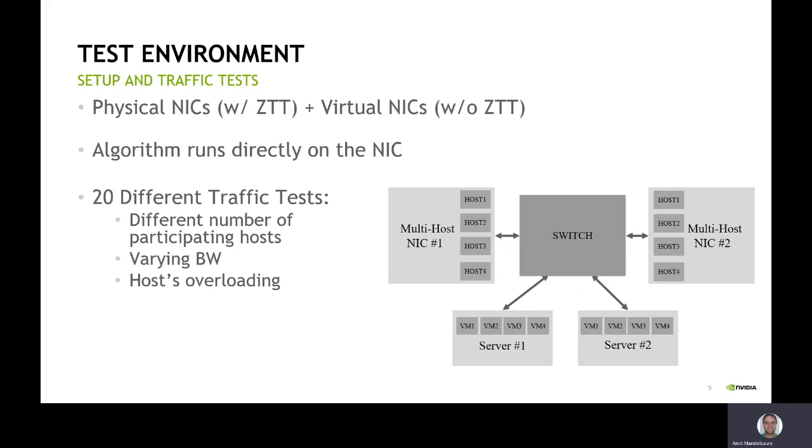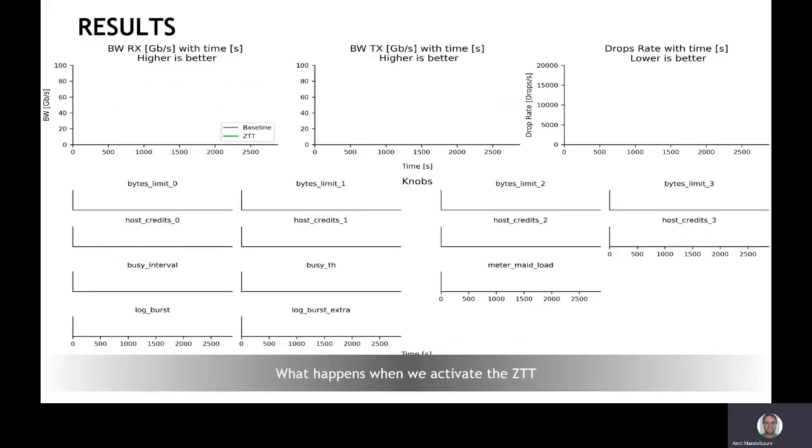We also note here that only the physical NICs are running ZTT, while the virtual NICs emulate NICs that do not have ZTT running on them. This is something that can happen in a real data center as well, and we cannot count on the fact that all the NICs are running our algorithm. Our goal here is to maximize the bandwidth and minimize packet drops, which is a requirement that usually comes from customers, and this improves the application performance in the data center. So the first result we want to show you is a movie.